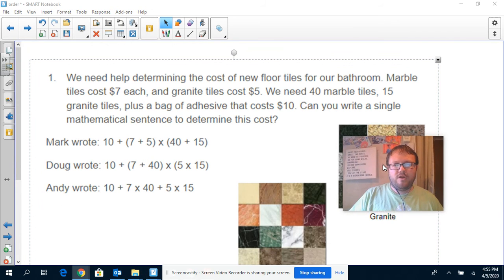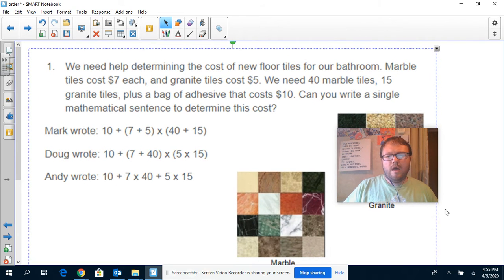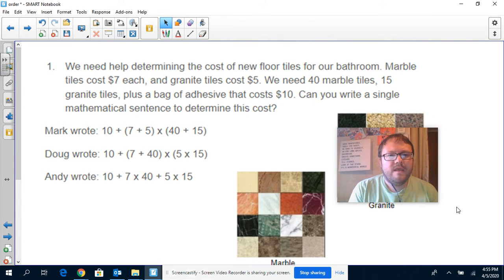This is the problem you're going to spend most of your time with today. You're going to solve the problem. It says we need to determine the cost of new floor tiles for our bathroom. Marble tiles cost $7 each. Granite tiles cost $5. We need 40 marble tiles, 15 granite tiles, plus a bag of adhesive that costs $10. Can you write a single mathematical sentence to determine the cost?